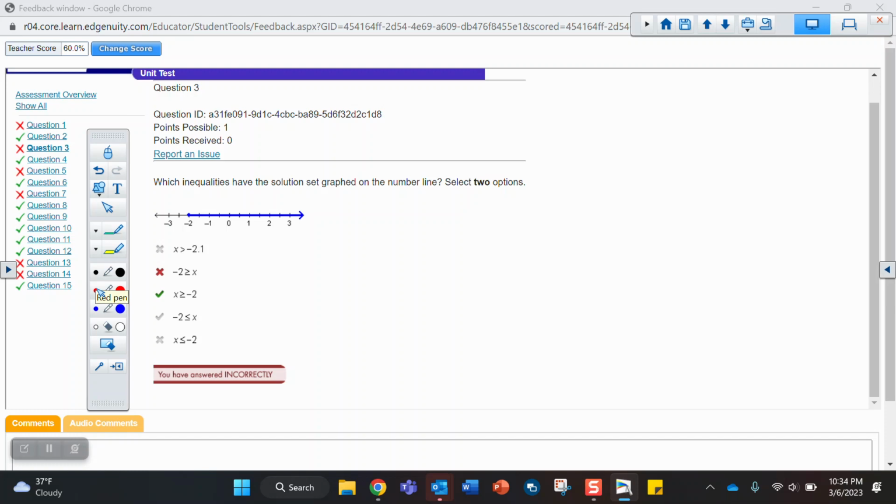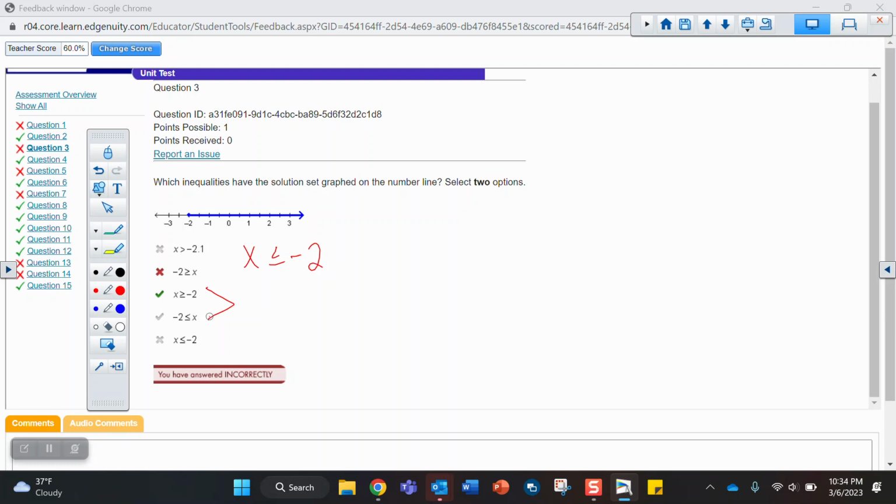Question 3, which inequalities have the solution set that's graphed on the number line? Select 2 options. So the option that you chose that's here with the red X actually says x is less than or equal to -2. Again, you're going to probably hear me say this a lot. It's so important to put that variable on the left-hand side so that you can actually see what it's saying, because this is like the reverse. This says that -2 is greater than or equal to x. So if -2 is greater than or equal to x, then the one you selected here with the red X would actually be all the numbers that are less than -2. Less than or equal to.